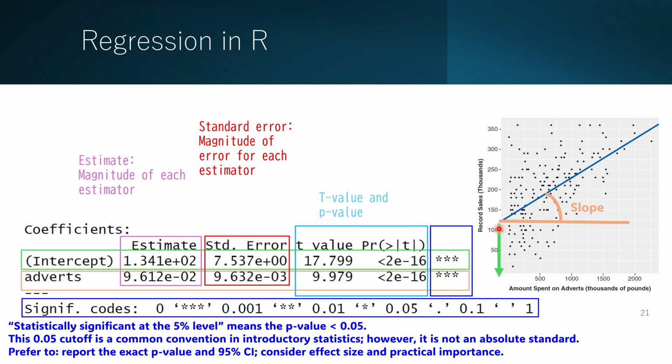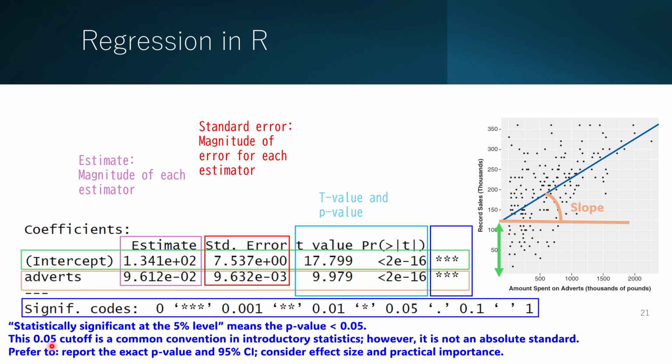This is a graph, and this green range is here, intercept is here, and slope, how to say, this color's slope is the advert, and this blue line is the fitted line. Statistically significant at the 5% level means the p-value is smaller than 0.05. In this case, it is statistically significant at the 0.001 level. So 0.1% level, I think.